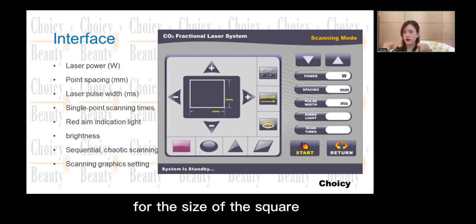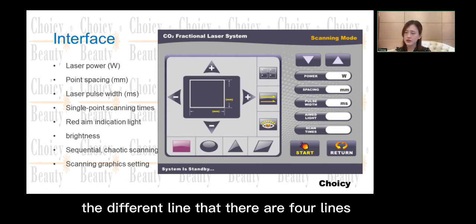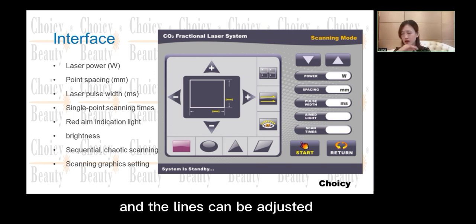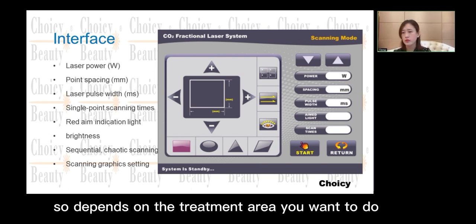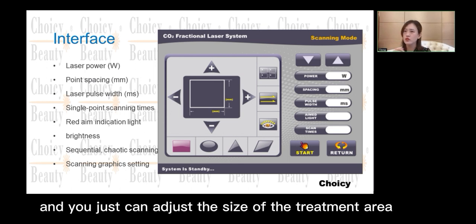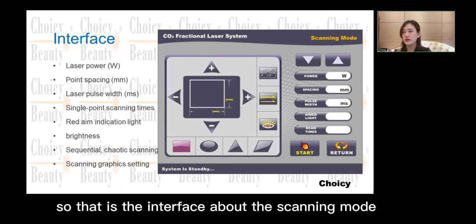The size of the treatment place can be adjusted. You see the different lines, there are 4 lines, and the lines and the size can be adjusted. Depending on the treatment area you want to do, you can adjust the size to make the square bigger or smaller. So that is the interface of the scanning mode.